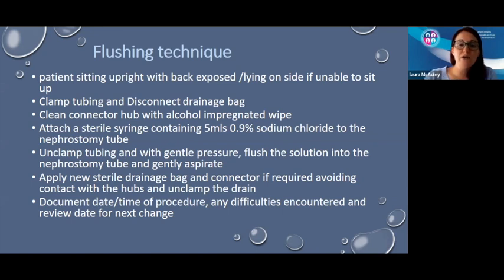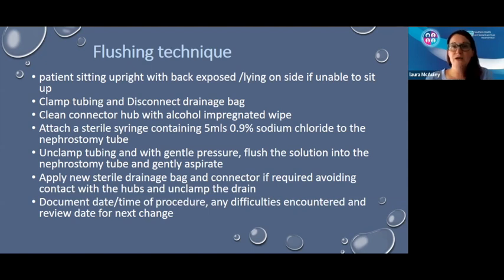A normal kidney can only hold 5 to 7 mils of fluid at any one time, so any more than that will just put pressure on the kidney. So 5 mils is plenty. What you're going to do then is just gently infiltrate the 5 mils up the tube, and then again, try and aspirate it out again.